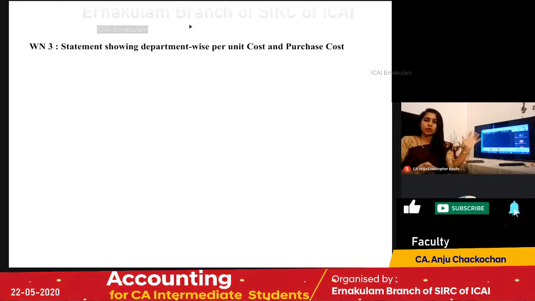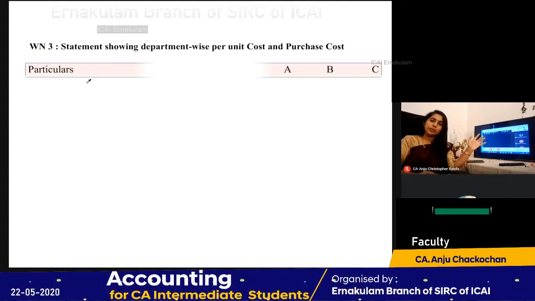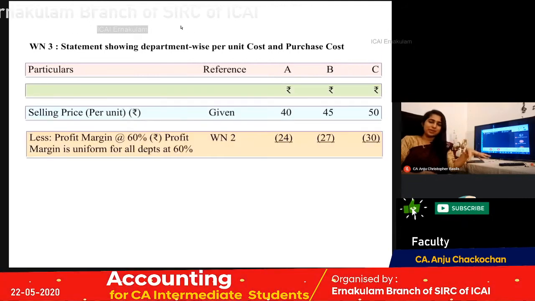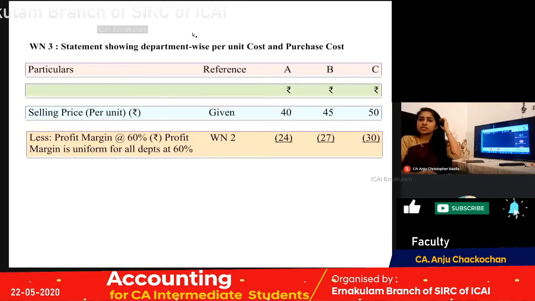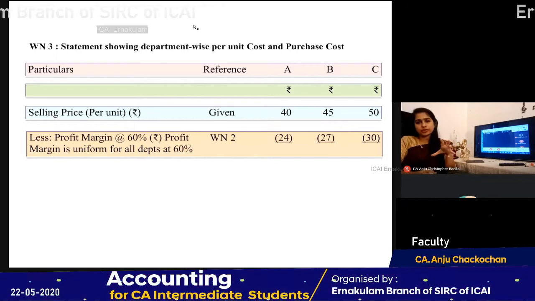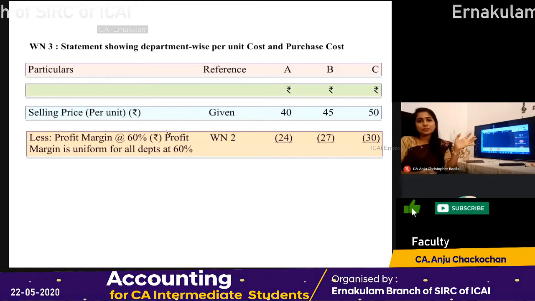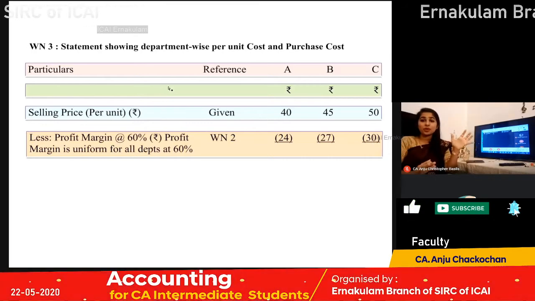All right, so this was the only task, and with that information we will be able to prepare the departmental trading account. Okay, so the challenge here was to compute the GP percentage, because the total purchase cost was given and hence we had to compute the GP percentage. That was the only challenge here.